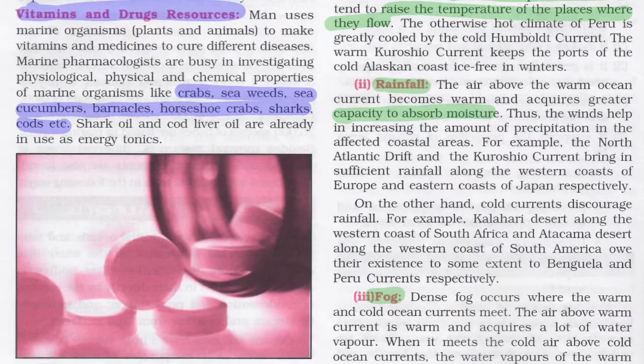Fog. Dense fog occurs where the warm and cold ocean currents meet. The air above the warm current is warm and acquires a lot of water vapor, and when it meets the cold air above the cold ocean currents, the water vapors of the warm air get condensed into minute water particles which form the fog.